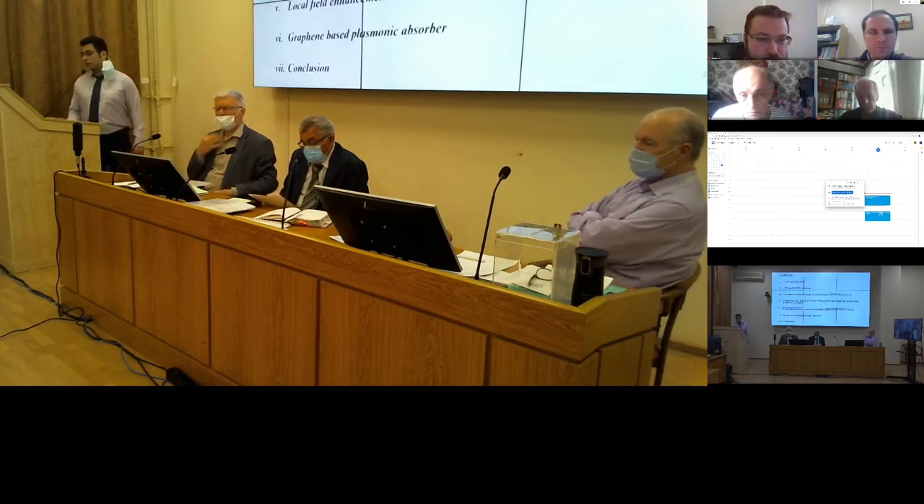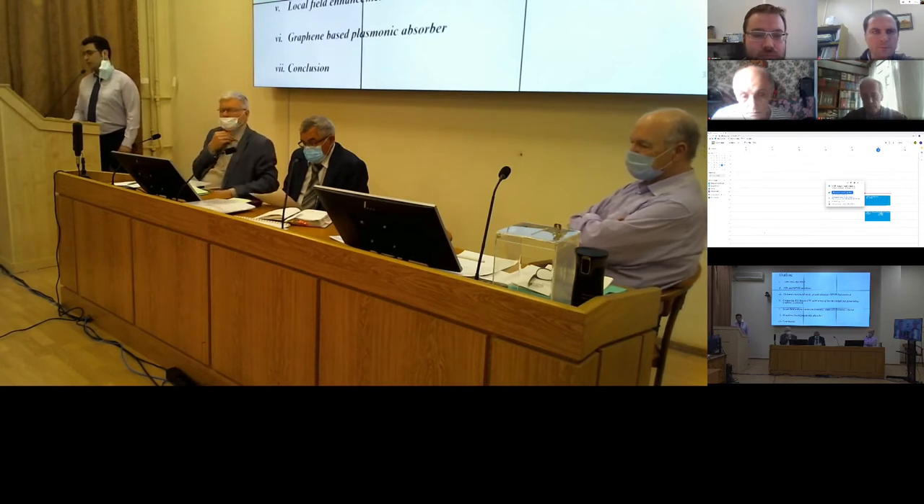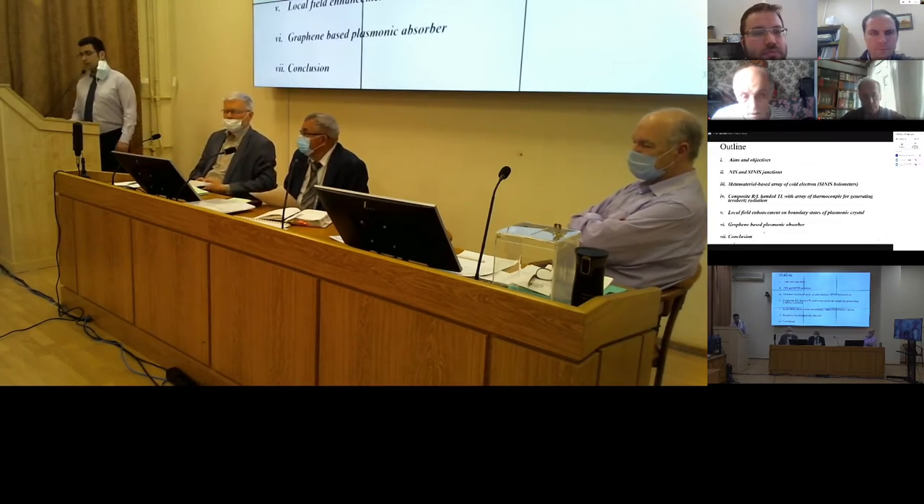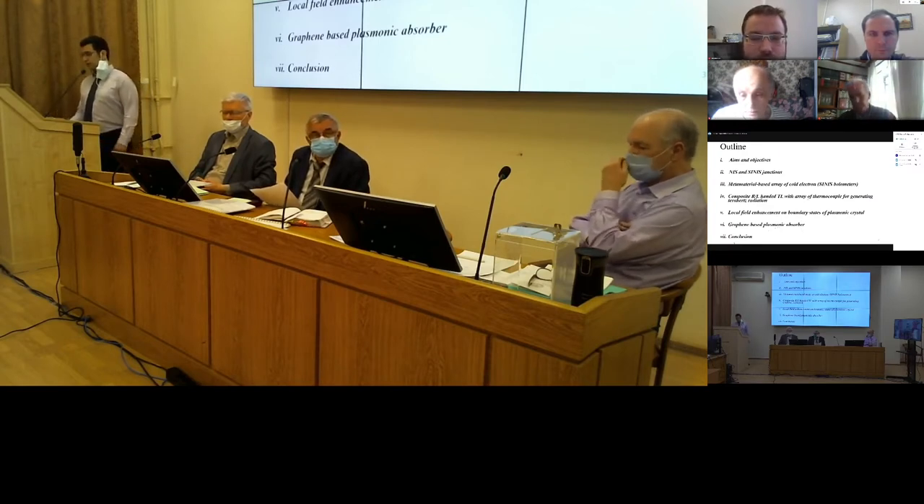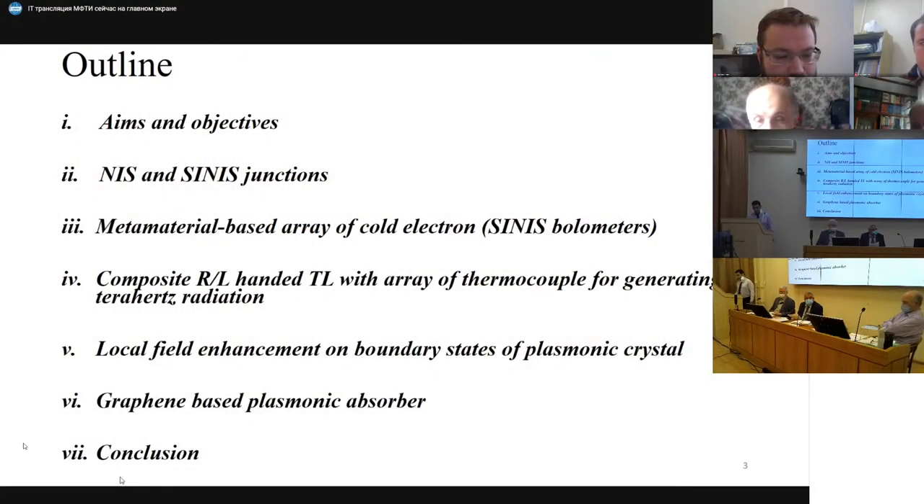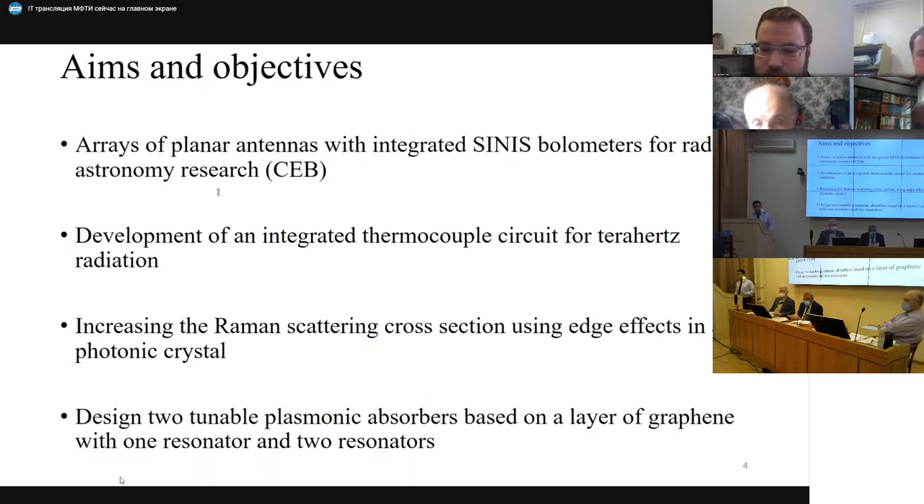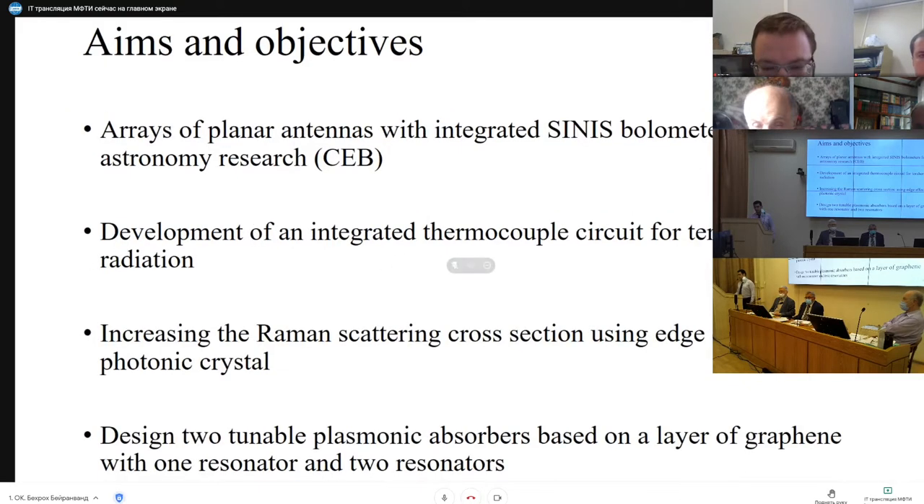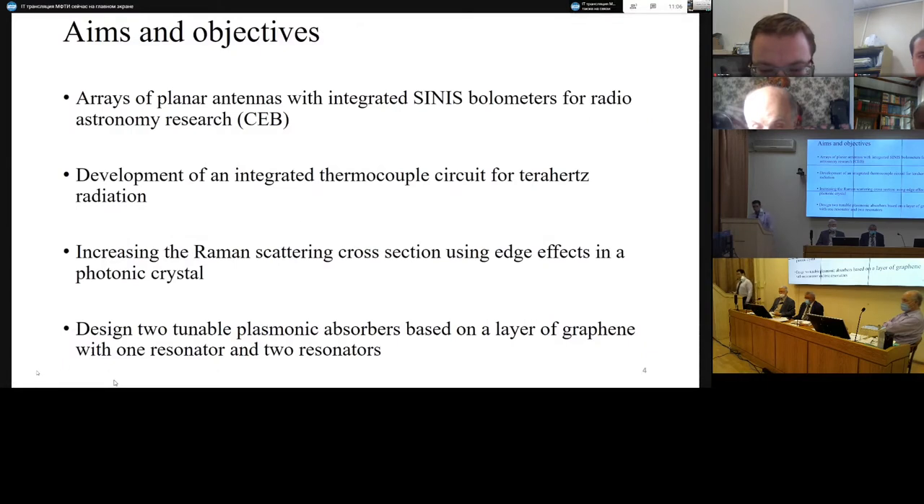We are going to talk about our aims and objectives, synthesis junction, metamaterial based array of cold electron bolometers, composite right left hand transmission line with array of thermocouples for generating terahertz radiation, local field enhancement on boundary state of plasmonic crystal, graphene based plasmonic absorber, and conclusion. Our goal here is to design arrays of planar antennas with integrated cold electron bolometers for radio astronomy research, development of an integrated thermocouple circuit for terahertz radiation, increasing the Raman scattering cross section using edge effect in a photonic crystal, and design two tunable plasmonic absorbers, a layer of graphene with one and two resonators.